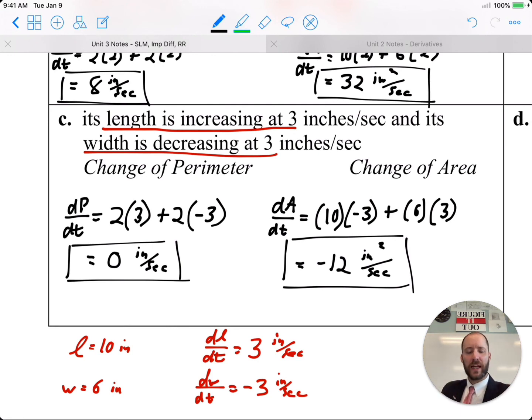And you know what? This kind of makes sense. As the width gets smaller, okay? Remember, it's longer than it is wide. So as the width gets smaller, you're taking away longer rows of square units than if the length gets smaller. So as the width gets smaller, you're taking away more length square units, okay?